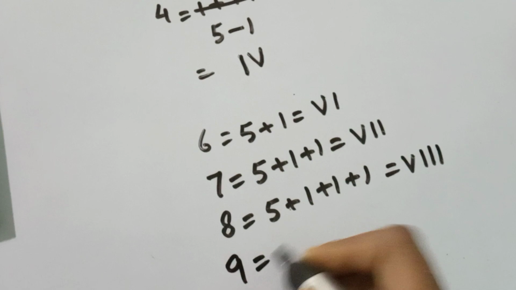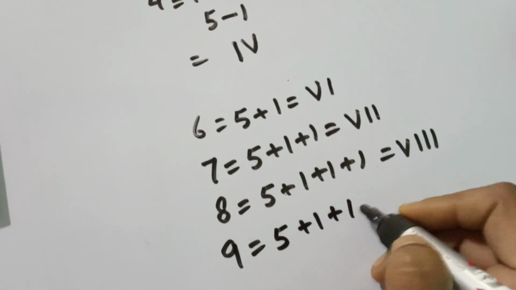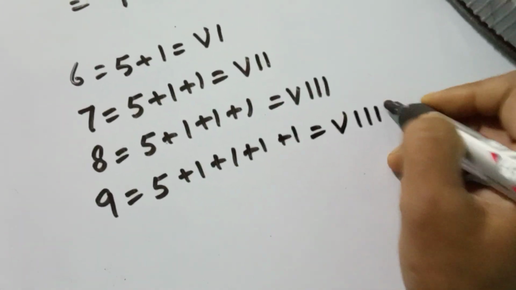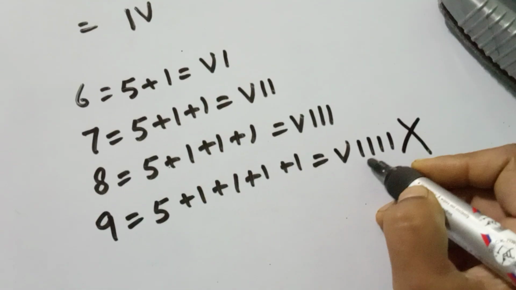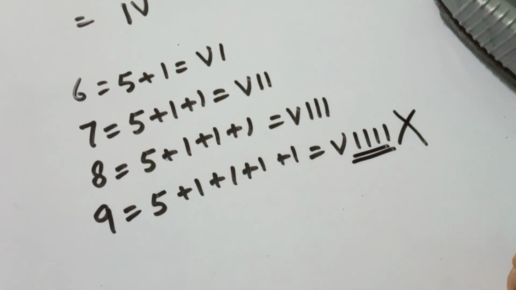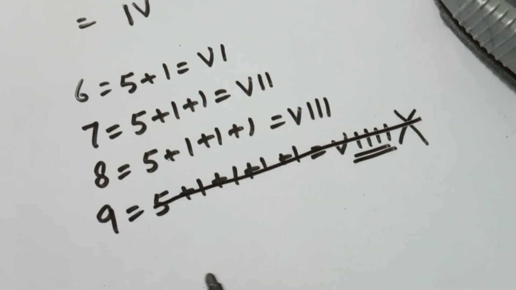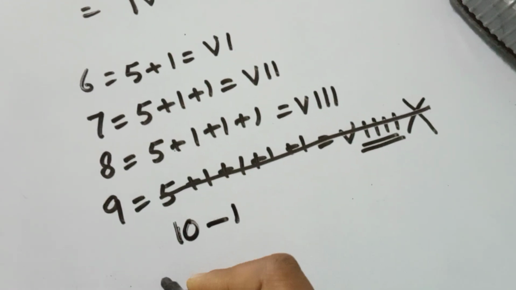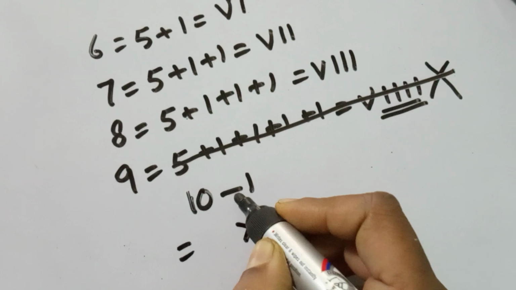Now what about 9? Suppose again you want to write V and 4 times I, again it will be wrong because you are repeating I 4 times. So you cannot write 9 in this way. So you will write 10 minus 1, that is 9. The symbol for 10 is X. And you are subtracting here 1, no?